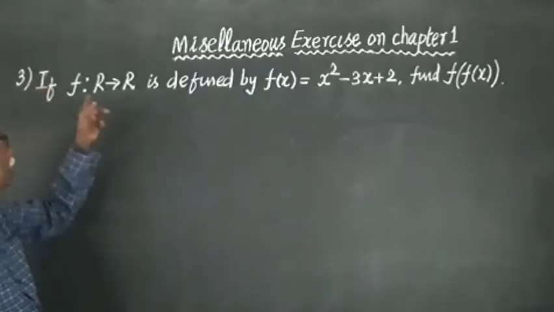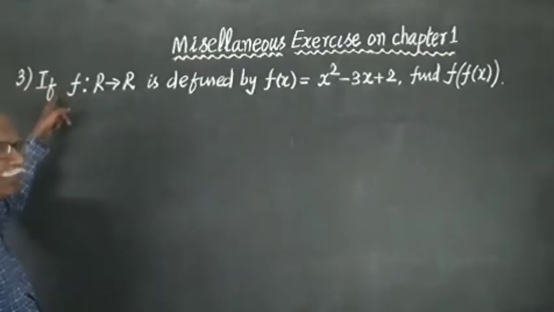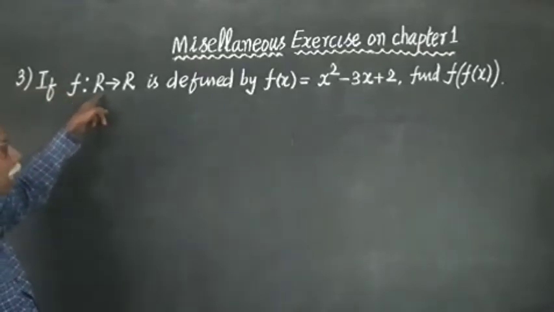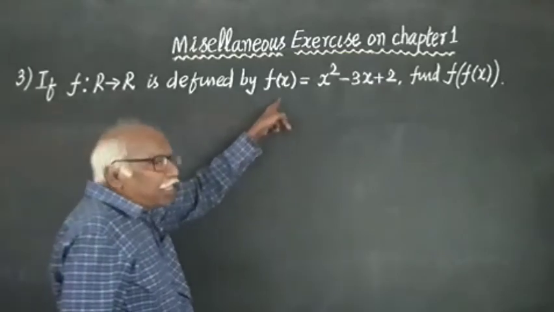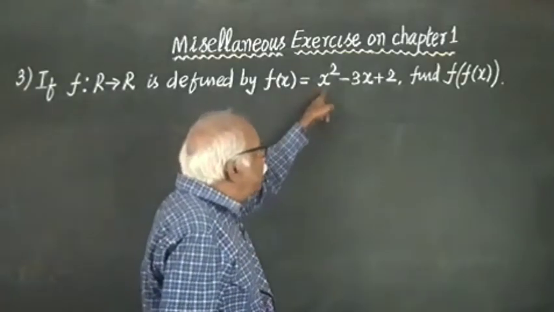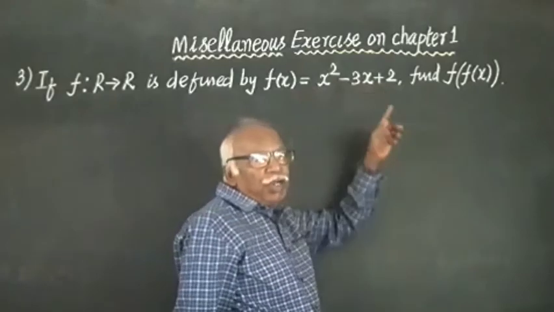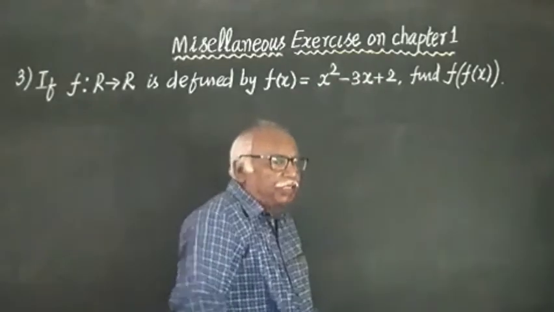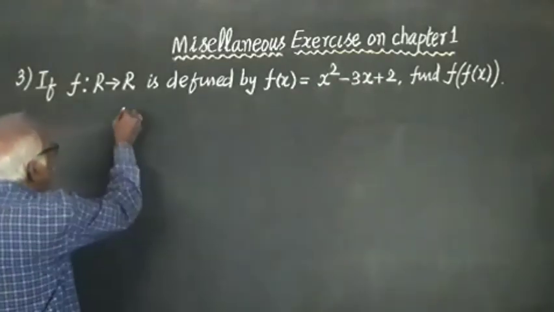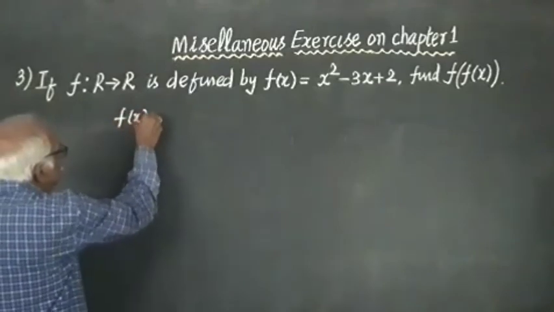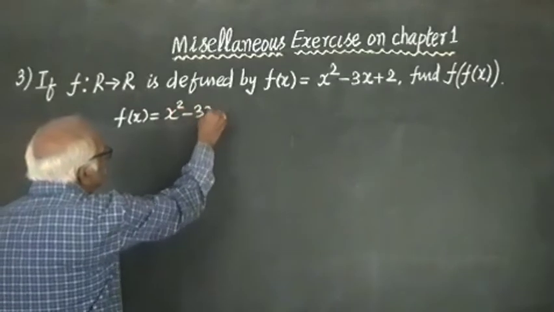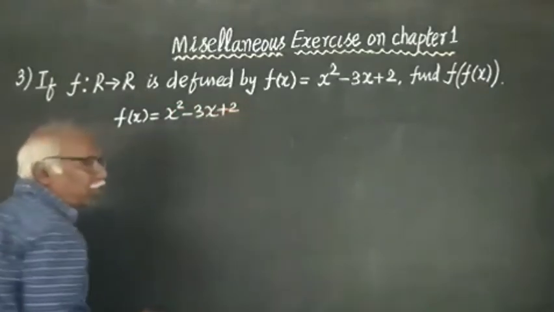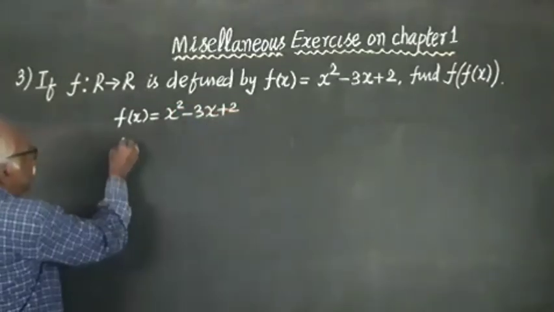So this is question number 3. If f: R to R, real numbers to real numbers, is defined by f of x equal to x square minus 3x plus 2, find f of f of x. Here f of x is x square minus 3x plus 2. We have to find f of f of x.